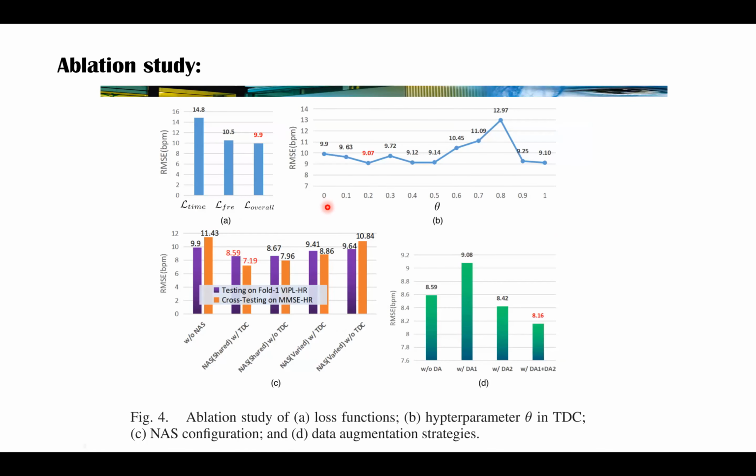First, we show the ablation study of our method. Figure 8 shows how the loss function influences the performance. You can see that if we only use the time domain constraint, the error, the RMSE, will be very high, meaning it is hard to learn the intrinsic rPPG features. If we use the frequency constraint, it will be easier to learn the periodic trend. But if we merge them together, we get better results than with either loss alone.